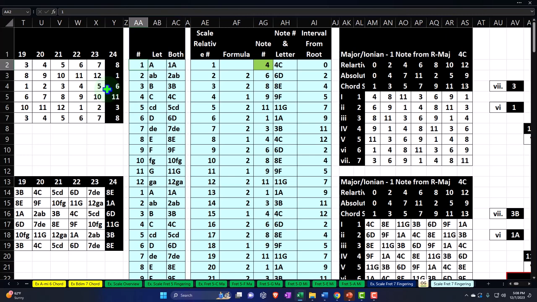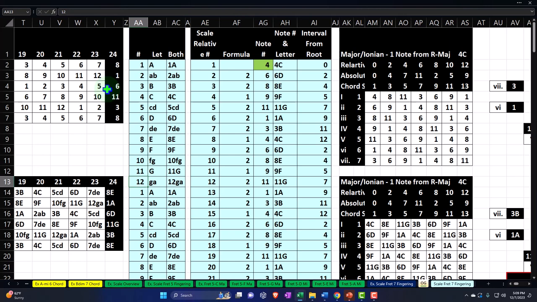So the A would be a 1, the A sharp or B flat is a 2, so those are the same tone of the note. The B is a 3, the C is a 4, C sharp or D flat is a 5, D is a 6, D sharp or E flat is a 7, E is an 8, F is a 9, F sharp or G flat is a 10, G is an 11, G sharp or A flat is the 12.